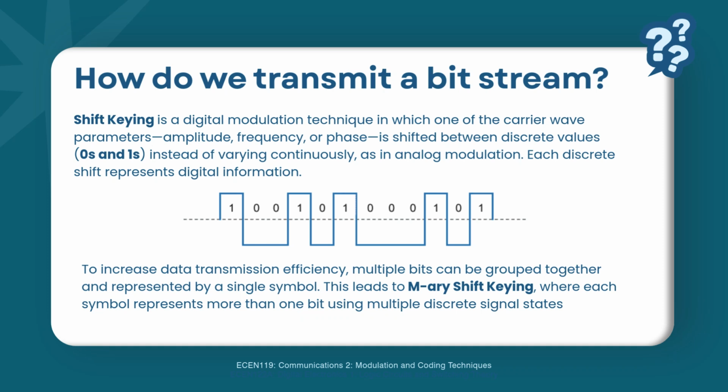To increase the transmission efficiency, multiple bits are grouped together and transmitted as a single symbol. This concept leads to M-ary shift keying, where the carrier can assume different discrete states. Each symbol now represents more than one bit, allowing higher data rates without increasing bandwidth. This principle forms the basis of the advanced modulation schemes such as M-ary PSK, including 16 PSK.